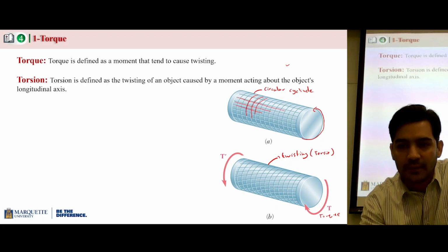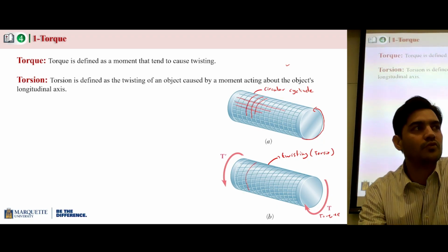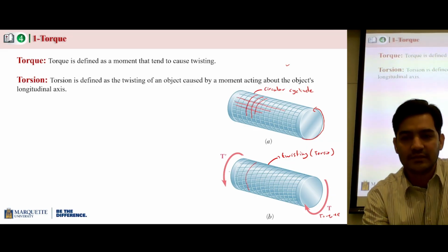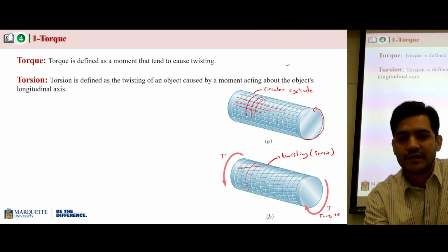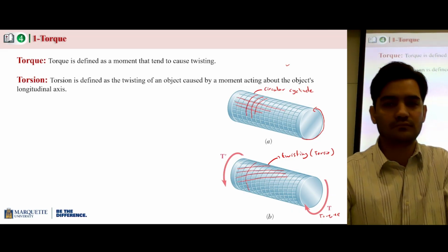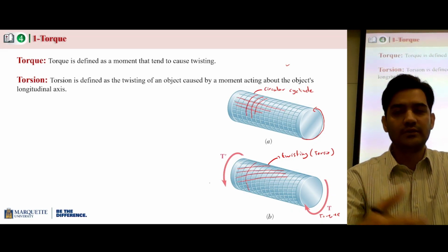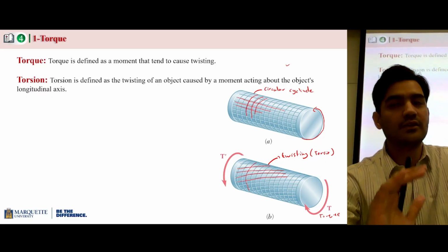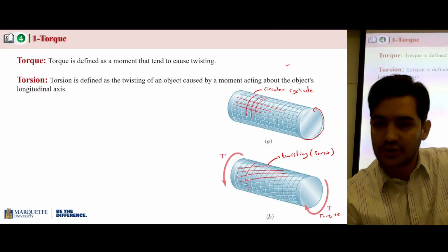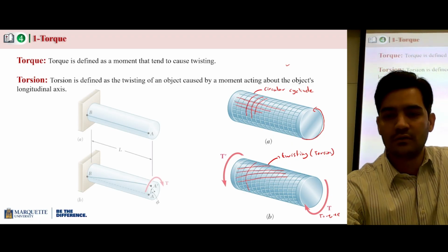You can see what is happening. The circular cross-sectional lines, you don't see any twisting or bending in these lines, but you can see the straight lines have changed their distances. This is what is going on when a torque is applied to a circular cylinder. So this is torsion and twisting.